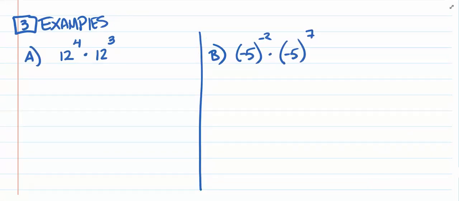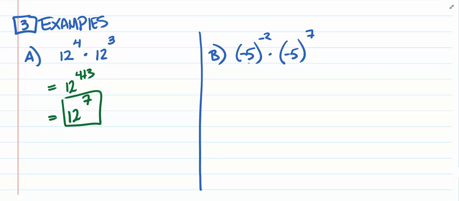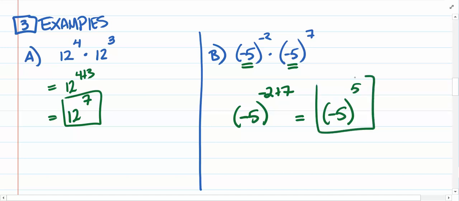Let's do some more examples in box number 3. 12 to the 4th multiplied by 12 to the 3rd. This is going to give us 12 to the 4 plus 3. This is going to give us 12 to the 7th. No problem there. Negative 5 to the negative 2 multiplied by negative 5 to the 7. Don't let the negatives fool you here. They are the same base. So that's going to be negative 5 to the negative 2 plus 7, which gives me negative 5 to the 5th. And that's how you would represent your answer.